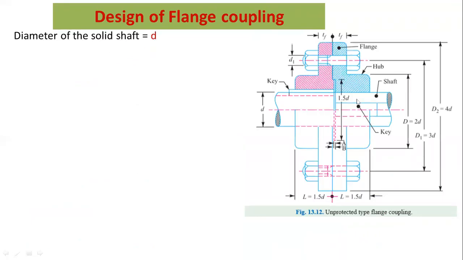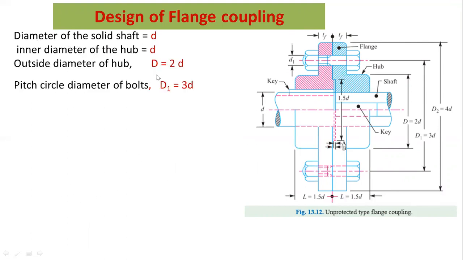Now, this is the cross-sectional view of a protected and unprotected type of flange coupling. These are the important dimensions. Here, small d is the diameter of the solid shaft, and also small d is equal to the inner diameter of the hub. This is the hub. The outer diameter of the hub, capital D, equals 2d.